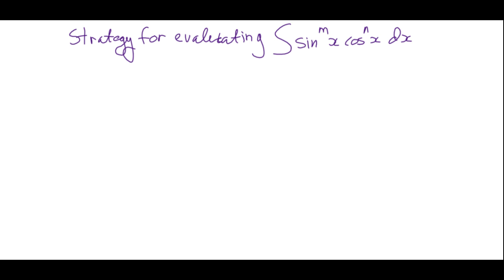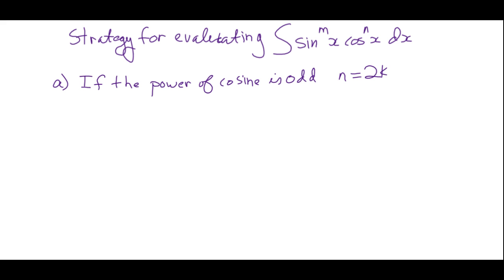It was positive. Okay, so if you want to evaluate sine to the mx, cos to the nx, if the power of cosine is odd, and what makes an odd number? It's an even number plus 1, right? So if n can be written in the form of 2 times any number plus 1, it's going to be odd, right? Because 2 times a number is by definition even, and then you add 1, so you make it odd.